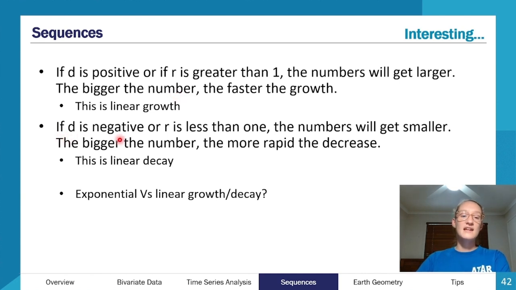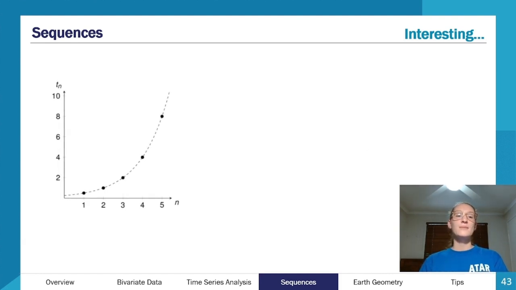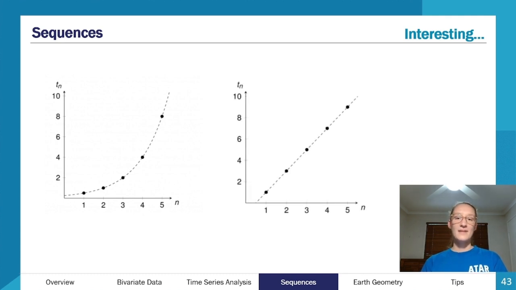And if d is negative, we're going to have linear decay. Or if r is less than 1, we're going to have exponential decay. Again, I just want to plant those thoughts in your mind to start you having a think about what that might mean. And we're going to revisit that in a minute. So, sequences. Do you reckon this is an arithmetic or a geometric sequence? What about this one? Arithmetic or geometric?